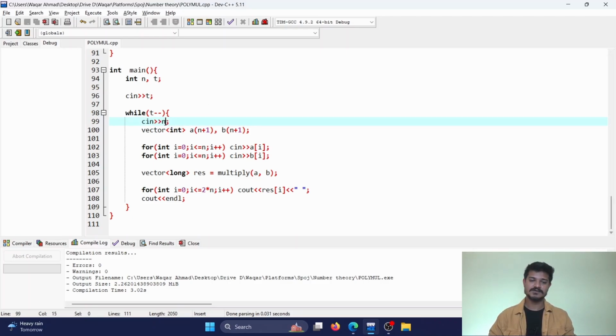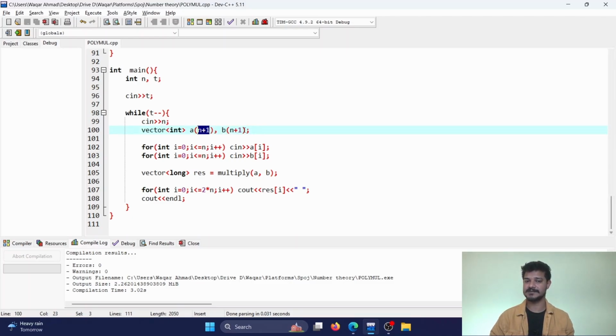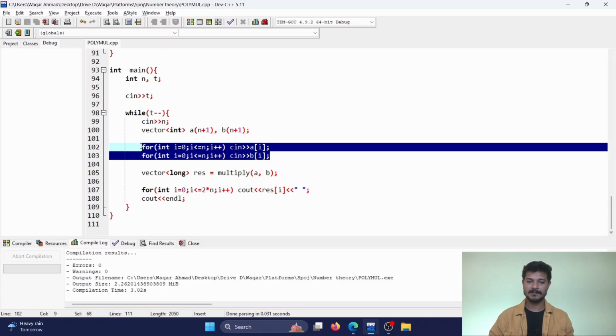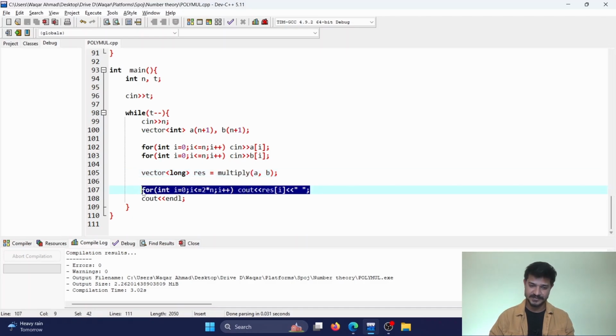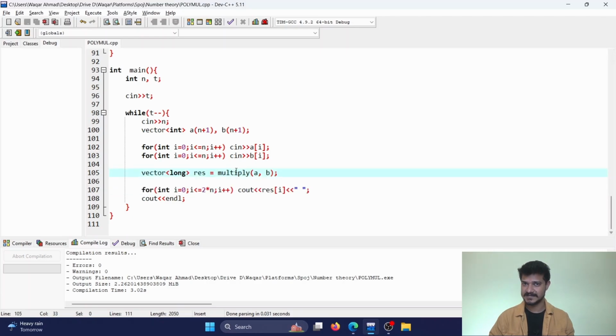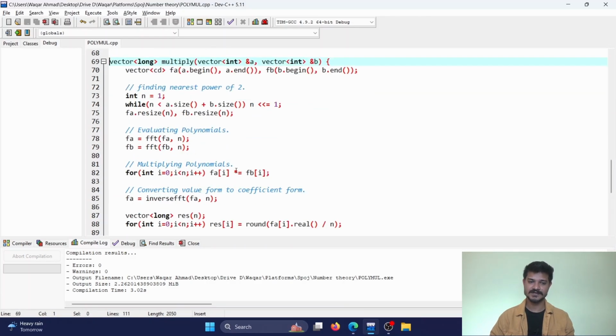Now, once you read n, you define two polynomials in coefficient form. That's why you have n plus 1 elements in A and B. Then you read A and B, n plus 1 elements, right? And then you multiply A and B, both of which are in coefficient form. Then you get the result back in coefficient form, and which you can print, right? As simple as that. The important part is this multiply function, right? So this is your multiply function.